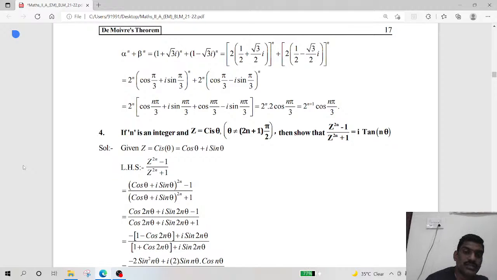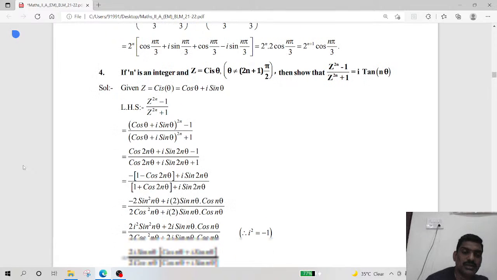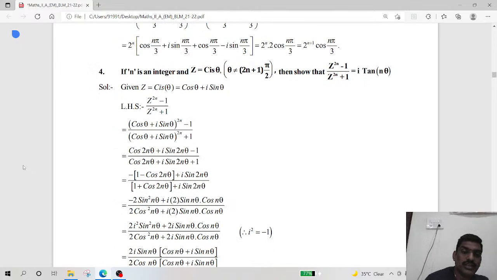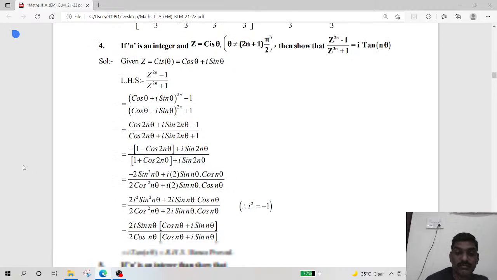z is equal to cis θ. Then show that (z^(2n) − 1)/(z^(2n) + 1) is equal to i tan nθ. If we substitute cis θ here, we get (cos 2nθ + i sin 2nθ − 1)/(cos 2nθ + i sin 2nθ + 1). So we have to apply trigonometry here, sir: the 1 − cos 2nθ and 1 + cos 2nθ formulas, like 1 + cos 2θ and 1 − cos 2θ. Then we get −2 sin² nθ in the numerator and 2 cos² nθ in the denominator. Yesterday I told it in the same way.